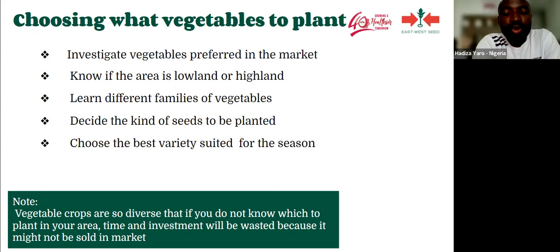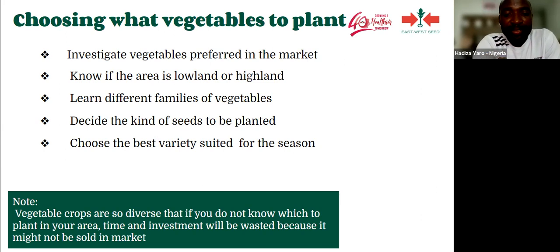So the next point is learning different families of vegetables. You ought to know what you want. Knowing your vegetables very well will guide you not to go astray. For instance, we have the solanaceous, we have the cucurbits, we also have the leguminous as well. By knowing all this, you will have the plan and know exactly the family of what to plant.